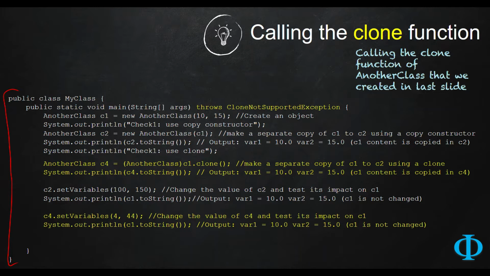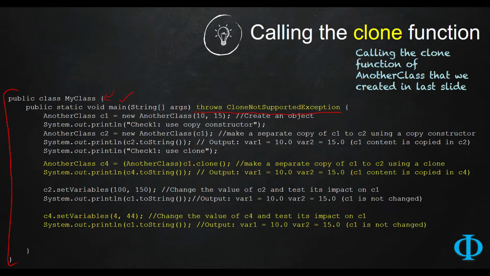So all right, let me explain what is happening in this code. Here again I have created a class called my class, and inside this my class I have my main function from where the Java program will start executing. Now in here also you have to use this throws CloneNotSupportedException, just to tell the Java compiler that there is a chance of this specific type of exception arising in this part of code.